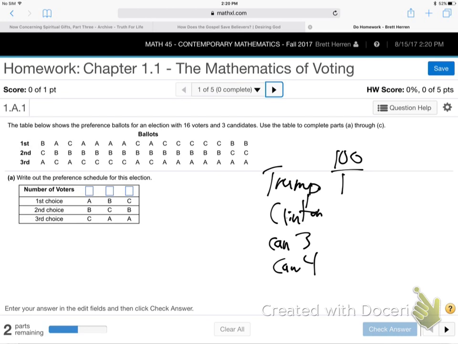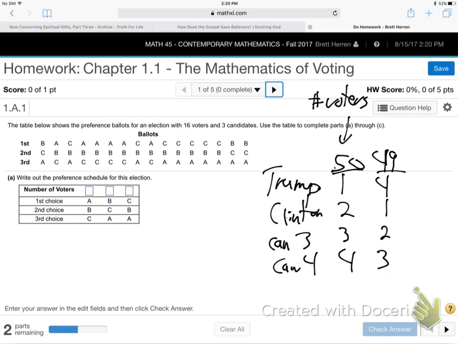This is the number of voters. Let's say 100 voters, or let's do 50. Make it simple. 50 voters put Trump first, Clinton second, this person third, this fourth. And 49 voters put Clinton first, second, third, and Trump last.